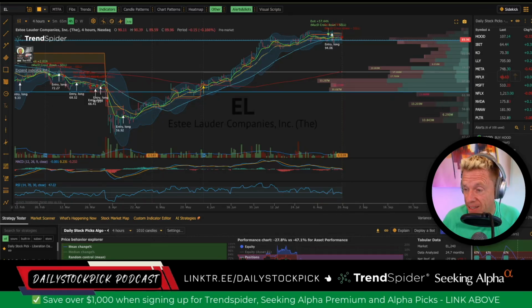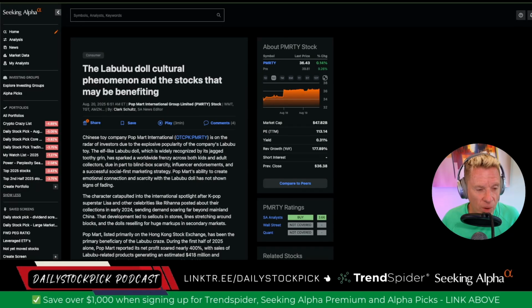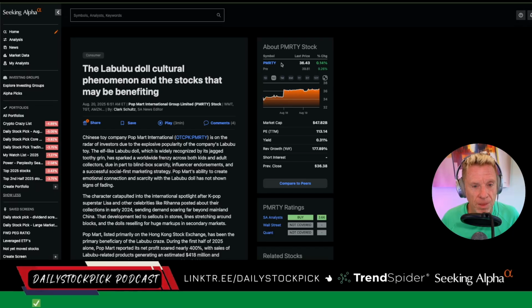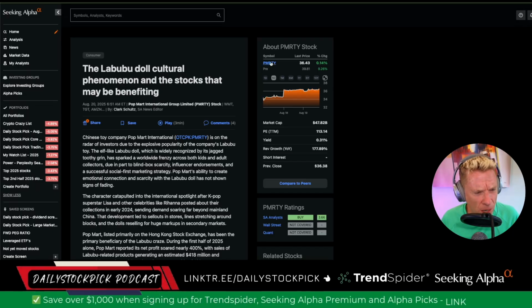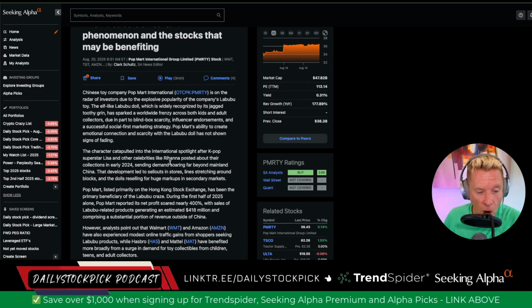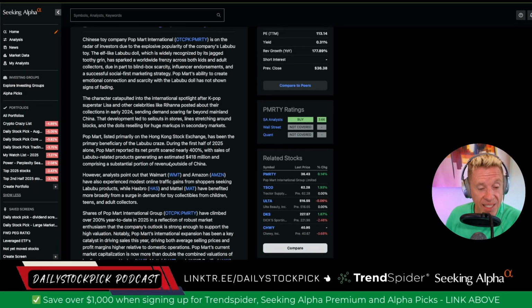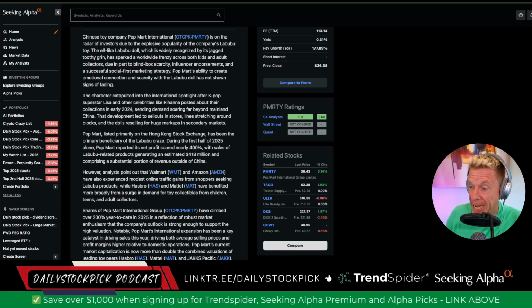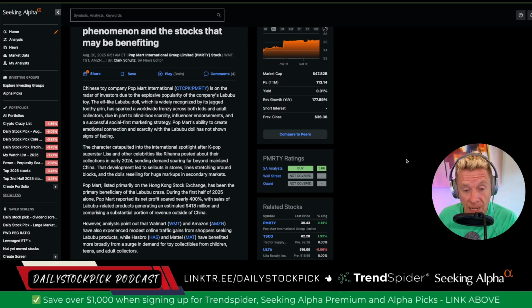That's crazy. Now let's talk about one of the retail winners, Labubu. This is Pop Mart International, and it's a Hong Kong traded Chinese stock. But this Labubu craze is crazy. This article goes over Walmart, Amazon, Hasbro, Mattel, some of the stocks that might actually participate in the Labubu phenomenon. So go and see if you want that.